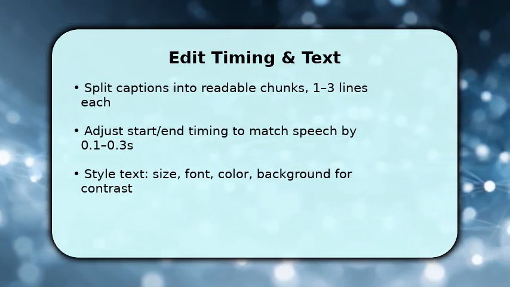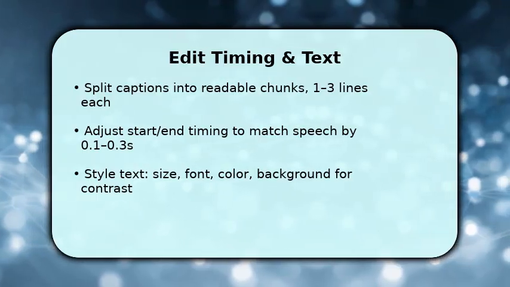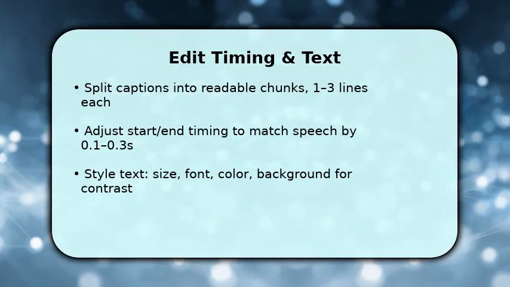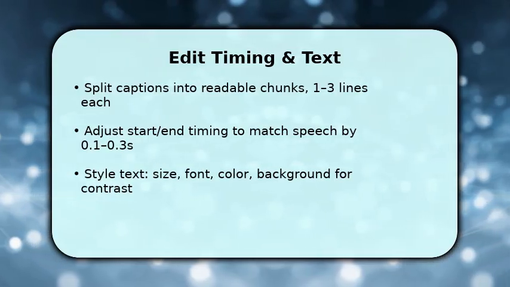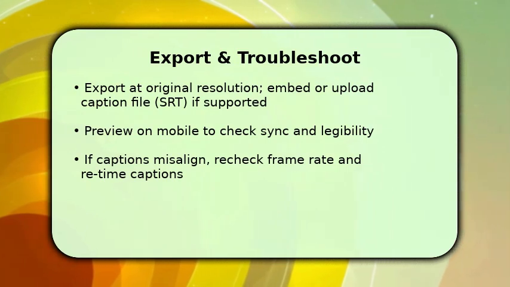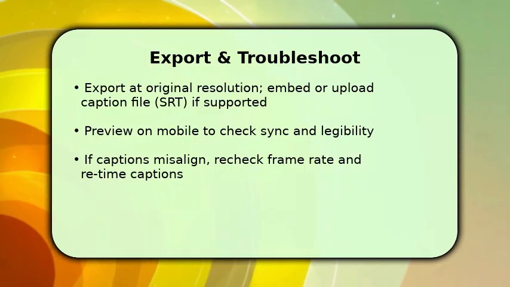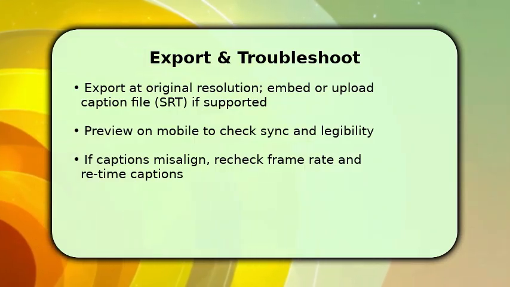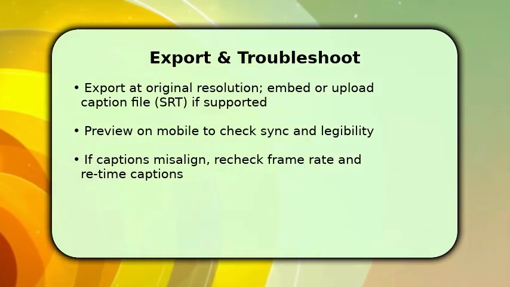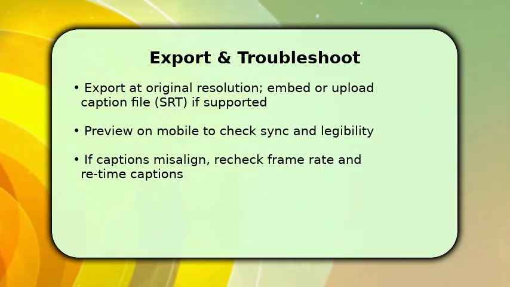Then apply readable styling, contrast, font size, and background. Once done, play back at real speed to confirm reading pace and make small timing tweaks. Finish by exporting the reel with captions embedded or by uploading an SRT if the platform accepts it. Embedding guarantees all viewers see subtitles. Then preview on a phone because mobile preview reveals legibility and sync issues you might miss on desktop.